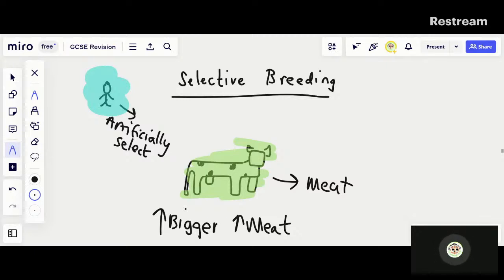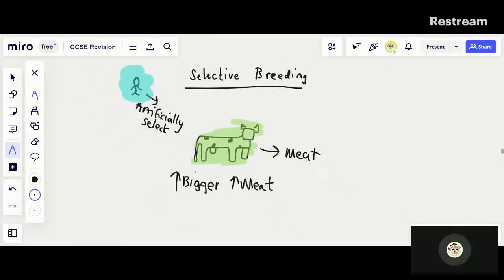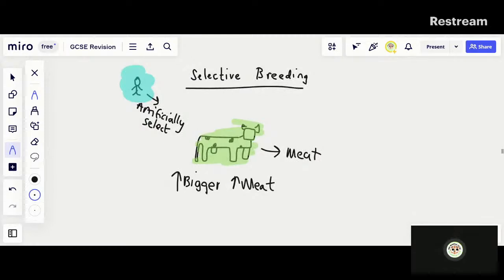And this higher body mass could ensure that the cow had been selectively bred so that it helps the farmers make more money, for example. It tends to be things like getting the cow to produce more milk or getting another animal to produce more meat, like this. But it's also used for things like crops, so making crops disease resistant so that they don't die, ensuring that dogs have a good, gentle temperament.